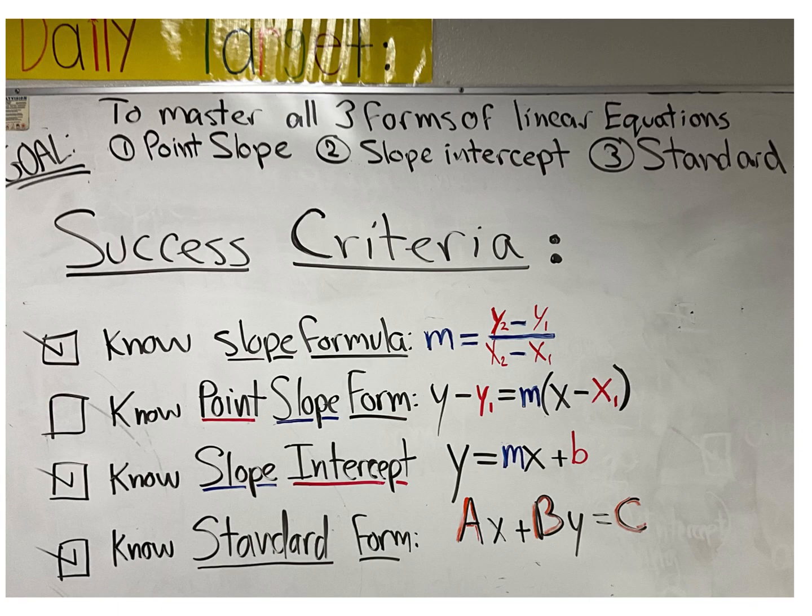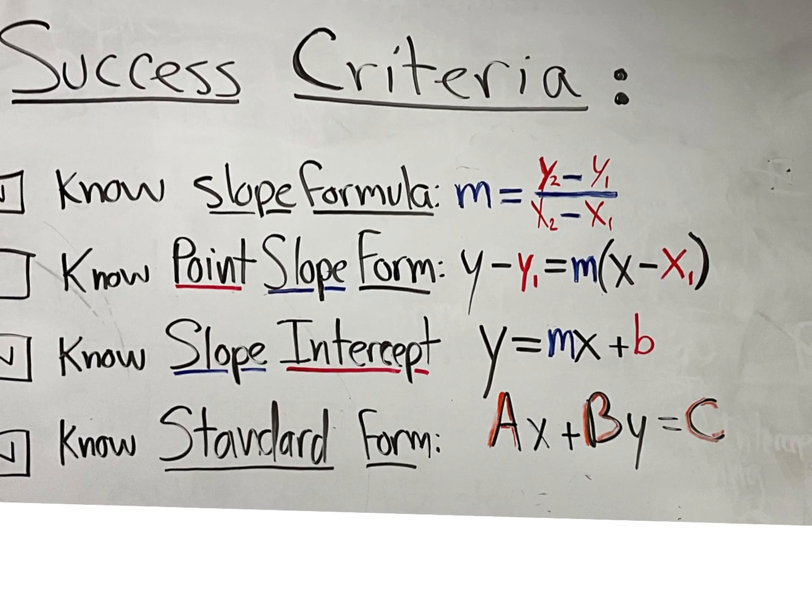So of course, the success criteria on the wall right there is written this way to help you remember. If they give you 2 points, start with the slope. Once you have the slope and you have a point, you could go with point slope form. And once you have it in point slope form, it's really easy to change it to either of the other two forms. All you got to do is distribute the m to get rid of the parentheses, and then get y by itself if you want it in slope intercept form, or move the x and the y to the left side of the equal sign to get it in standard form.